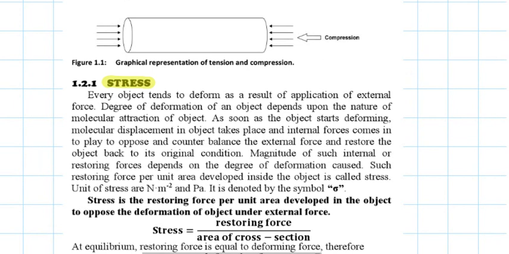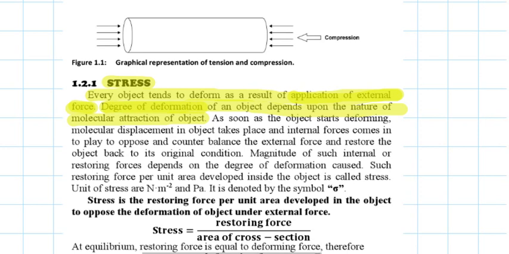Whenever we apply any external force on any object, at that time the object tends to deform as a result of application of external force. And up to how much extent the material will get deformed depends upon the nature of molecular attraction of the object, how tightly or loosely the molecules or the atoms of the object are bound. Depending upon that, the degree of deformation will take place in the object.